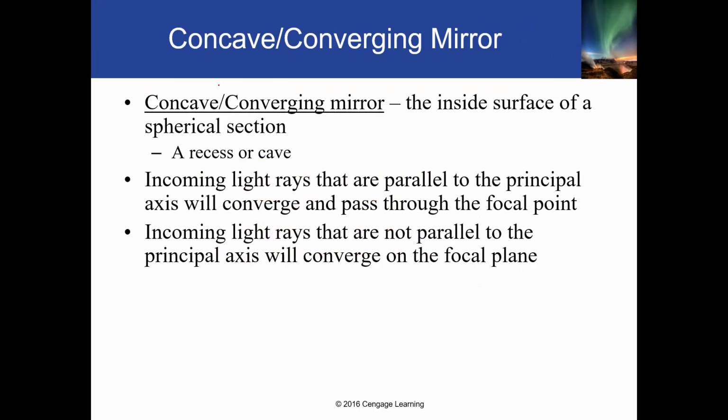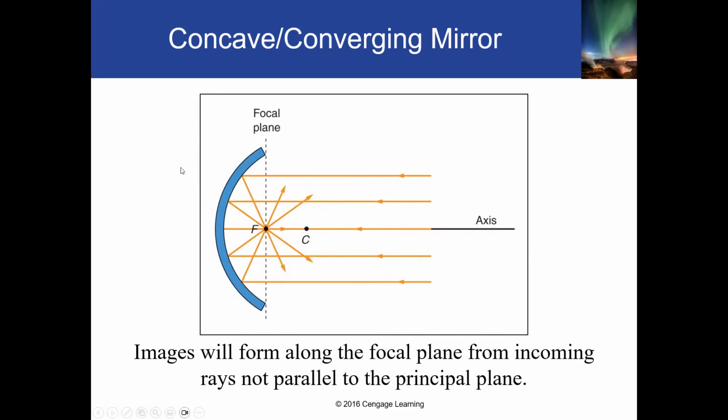Concave because of its shape, and converging because of the direction of the light. So for example, this is called a concave mirror, and it's also called a converging mirror because all light after reflection will be converging to the focal point.